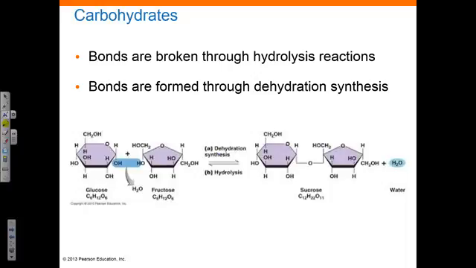2 monosaccharides, glucose and fructose, are being combined in the dehydration synthesis to form the disaccharide sucrose. Water will be removed across the 2 individual monosaccharides, will form as a product, and as a result, a bond between the 2 monosaccharides will form, making the disaccharide sucrose.